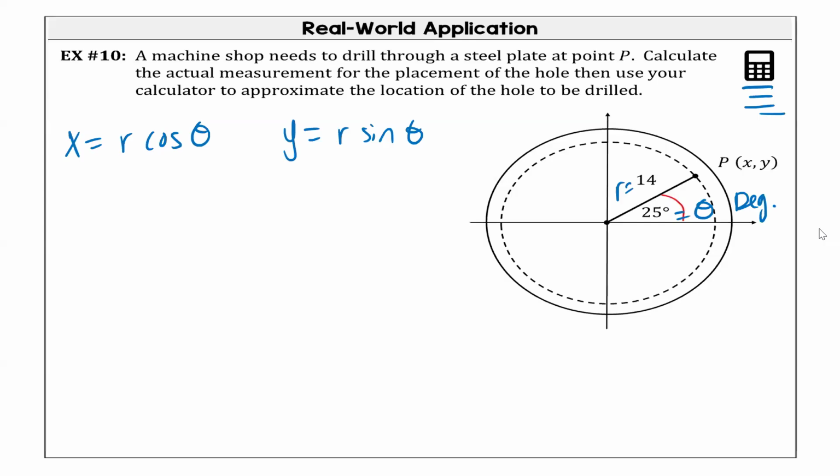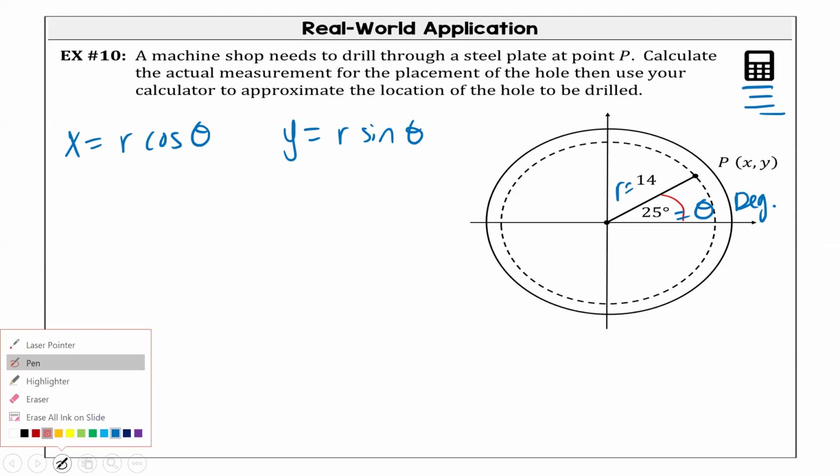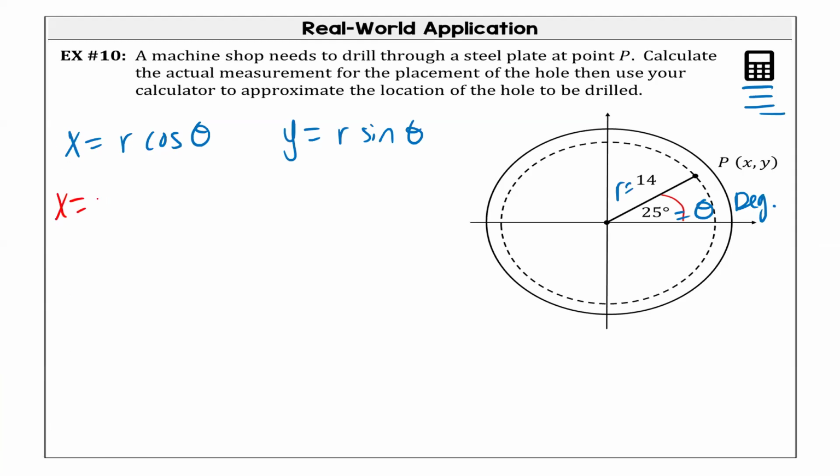All right. So this should have been our favorite problem of the day, because it's just a little plug and chug here, right? So our x equals our radius, which is 14, times cosine of our angle, which is 25. Our y equals our radius times the sine of our angle, which again is 25.